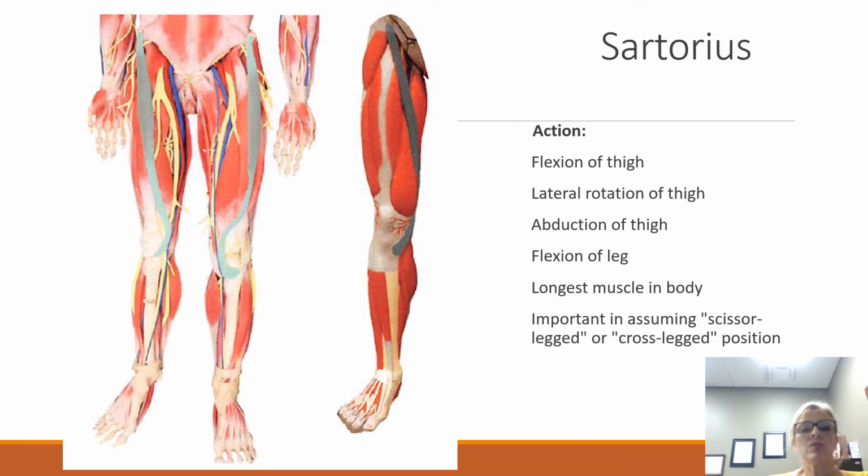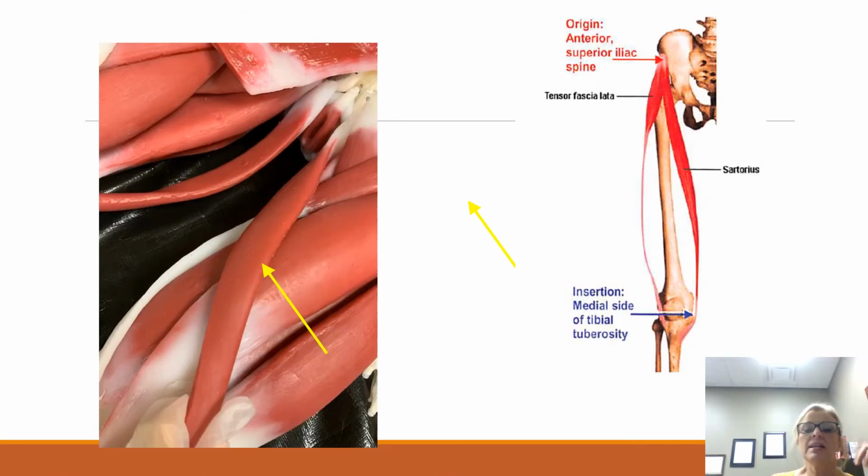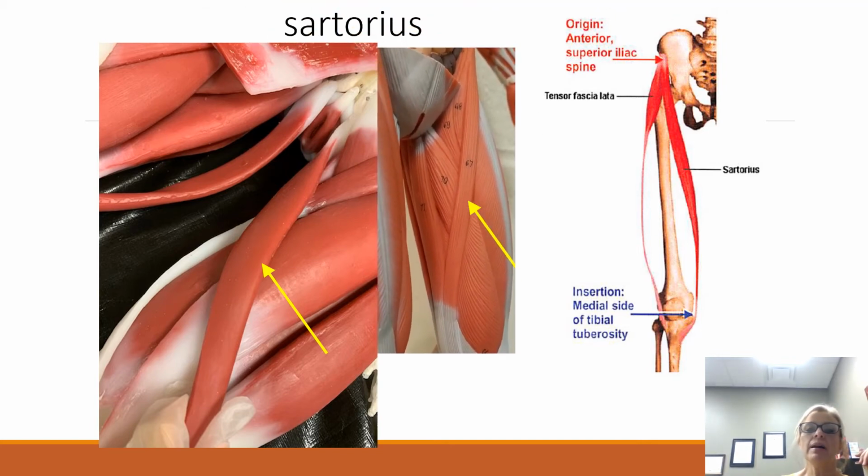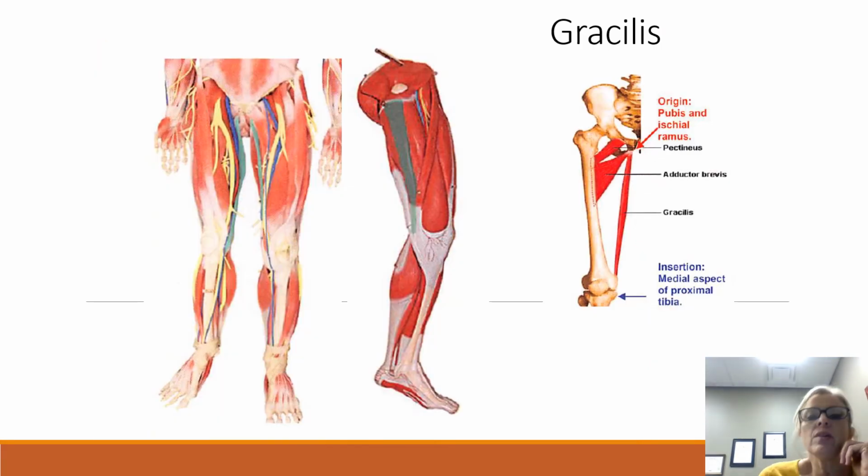So here we have the sartorius, which runs kind of diagonally across the leg, and you can see it has a little S shape there at the bottom. It is a strap-like muscle. It is the longest muscle in the body, and this helps us to sit scissor-legged or cross-legged. You can see here the sartorius. The origin is going to be on the anterior superior iliac spine, and the insertion is on the medial side of the tibial tuberosity.